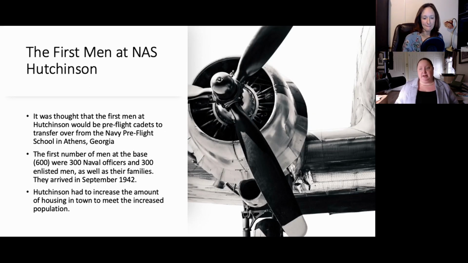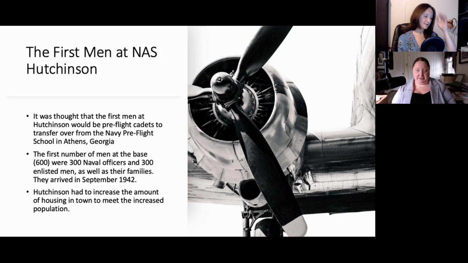All right. So the first guys arrive at NAS Hutchinson, and this is going to be in 1942. So the original plan was that there would be cadets from Athens, Georgia. Now, I've actually been to Athens, Georgia. Athens, Georgia is in the north central portion of Georgia, northeast of Atlanta. It's a really cool place because it has the tree that owns itself. Story for another time. There is a tree that owns its own freedom. It's in Athens, Georgia. So you're welcome to our Georgia listeners.